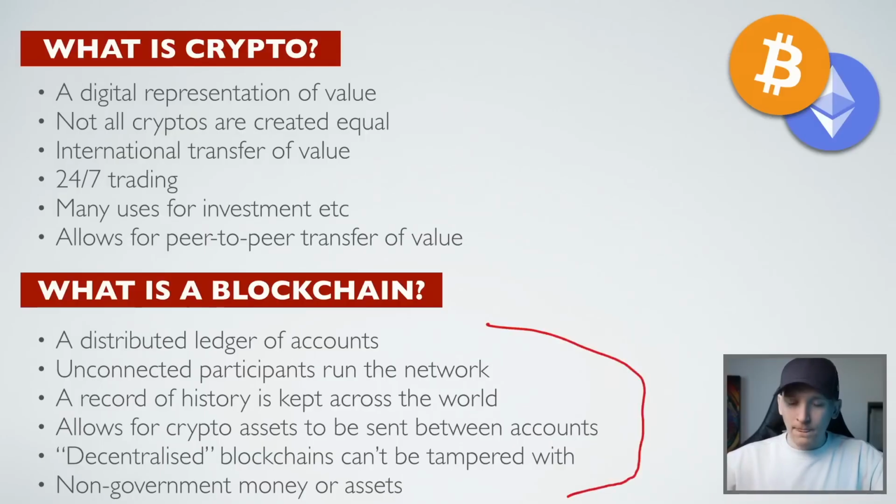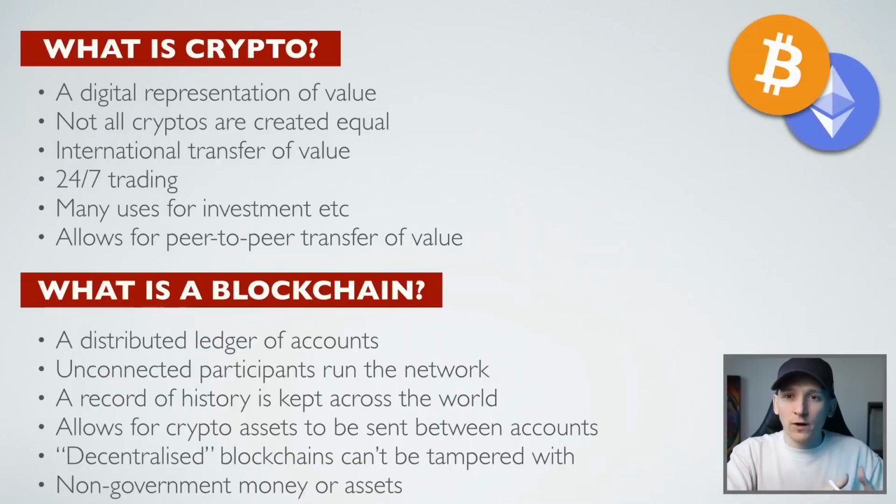So a blockchain is simply a ledger of accounts. When you create a blockchain wallet, what you're really doing is creating an account, just like opening a bank account. And if you had money in your bank account, the bank would keep a ledger of all of your transactions. Now, the difference with a blockchain is this is distributed amongst unconnected participants around the world. So there's thousands of people running the Bitcoin blockchain and they don't have any links to each other. And the blockchain keeps them honest in that they can't mess with our transactions.